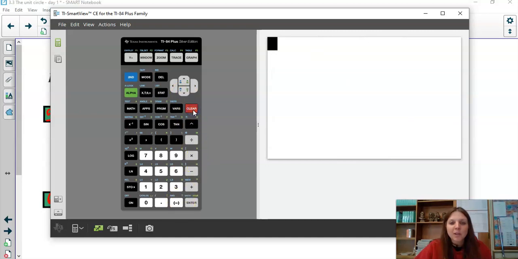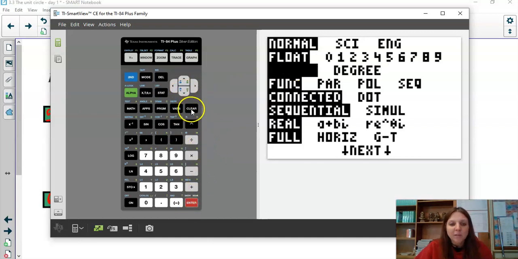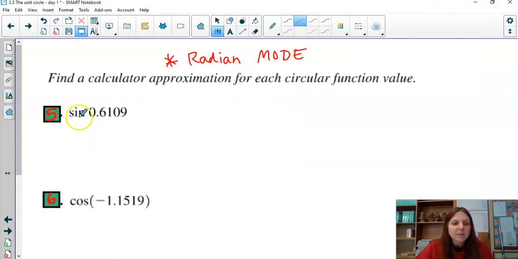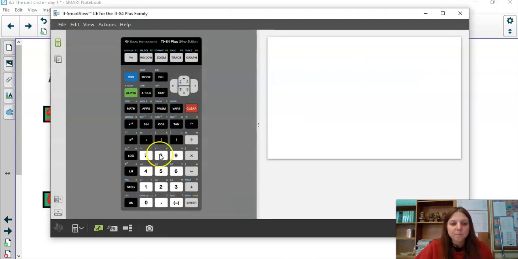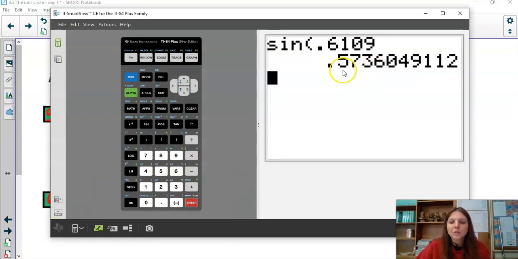Okay, so let me show you again what I hit. First, I'm hitting mode. It's right next to the blue second key. I'm going to arrow down until I'm on top of the word radian, and I'm going to hit enter. You may already be in radian mode. That's fine. Now I'm going to type in sine 0.6109, and I'm going to round this to 4 decimal places. So it'll be 0.5736.